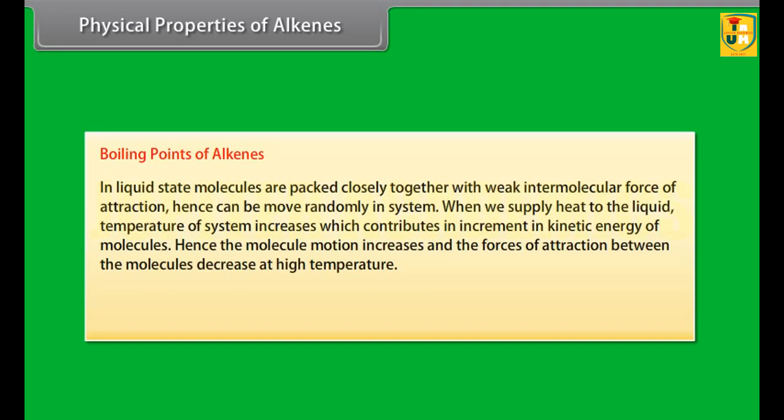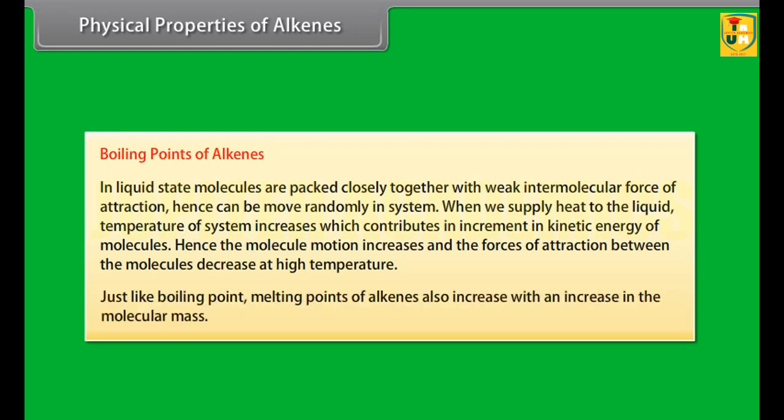Boiling points of alkenes. In the liquid state, molecules are packed closely together with weak intermolecular forces of attraction, hence can be moved randomly in the system. When we supply heat to the liquid, the temperature of the system increases, which contributes to an increase in kinetic energy of molecules. Hence, the molecular motion increases and the forces of attraction between the molecules decrease at high temperature. Just like boiling point, melting points of alkenes also increase with an increase in the molecular mass.